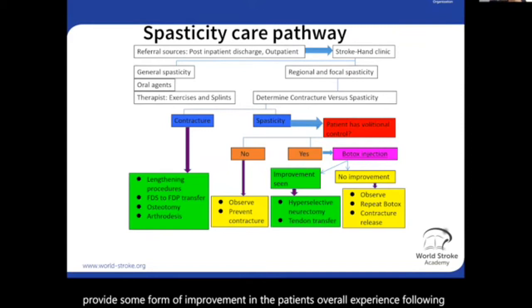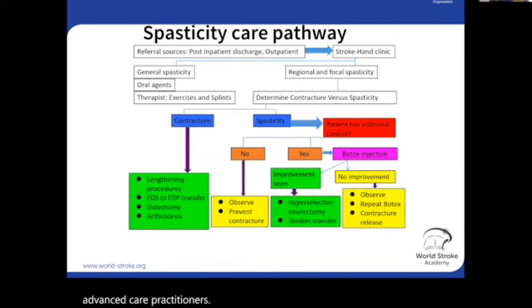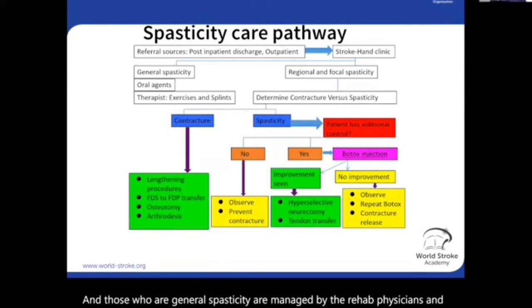So we work very closely with our stroke physicians, who then refer to the stroke hand clinic, which is manned by our rehabilitation colleagues, stroke physician, and the hand surgeon with an advanced care practitioner in stroke nursing. And those who have general spasticity are managed by the rehab physicians and the stroke physicians. We look at regional and focal spasticity, and we decide between contracture and spasticity. So if there's contracture, then these are standard procedures that have already been available. These are what I call neglected spasticity.